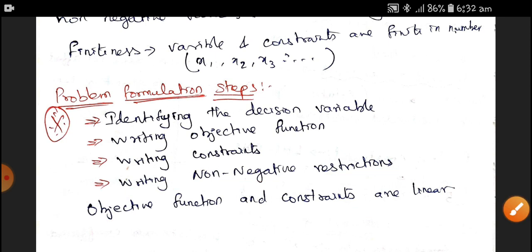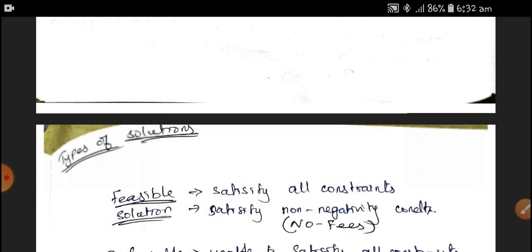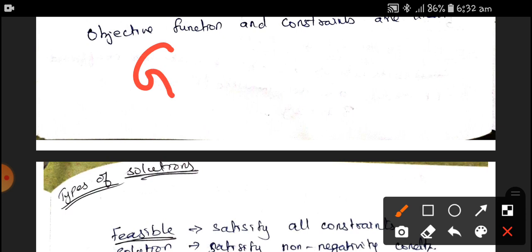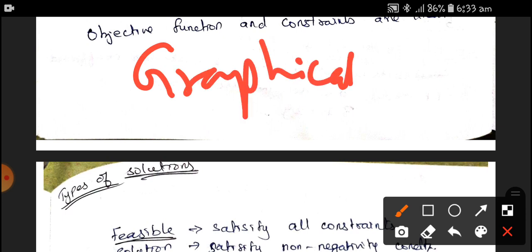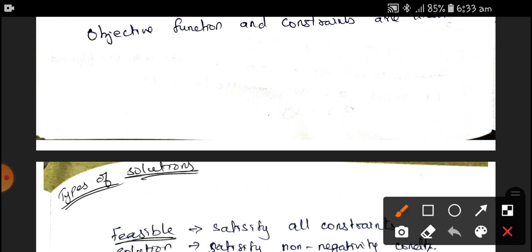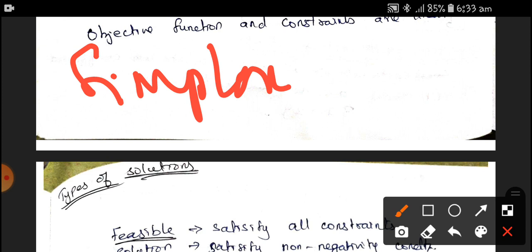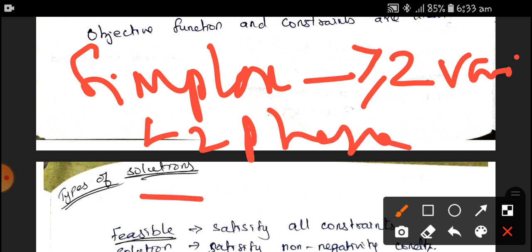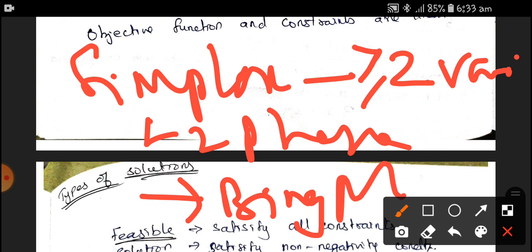Next methods. Here we have types of solutions. As I said earlier, we have the graphical method. It is only for two decision variables and as many constraints. So two decision variables and many constraints, that is the graphical method. We have yet another method called the simplex method. The simplex method is for more than two variables. For that condition we use this simplex method. Here we have the two phase method and the big M method.